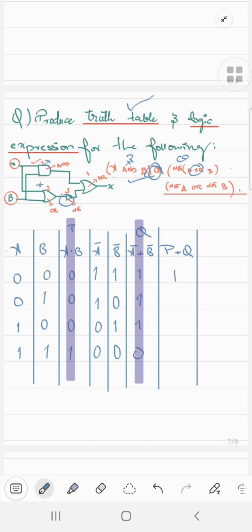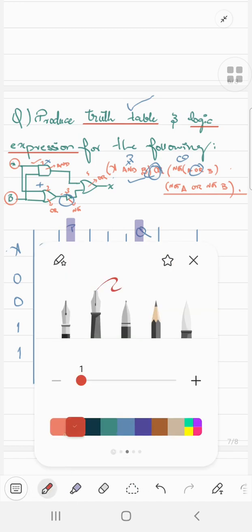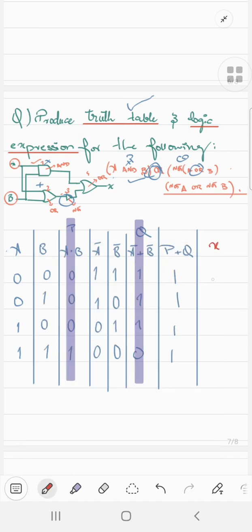0 plus 1 will give you 1. 0 plus 1, 1, 1 and 1. Which is your final output for this. So the value of X is 1, 1, 1 and 1. Okay, clear?